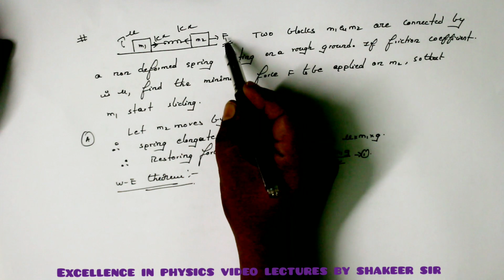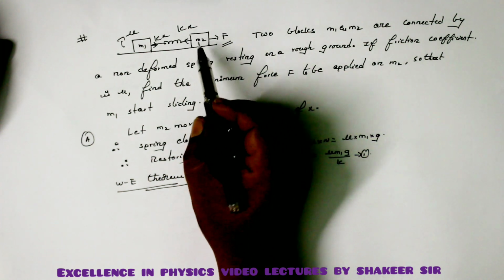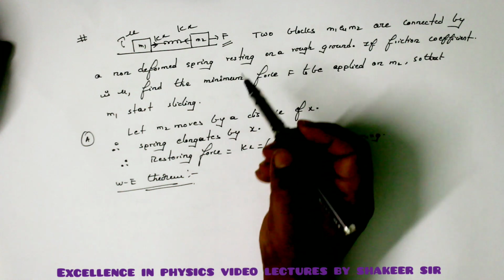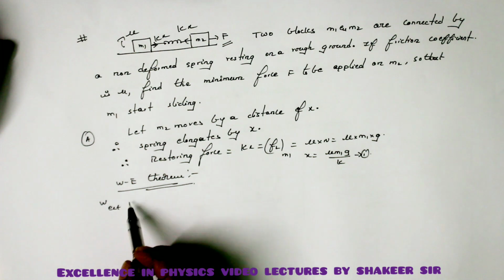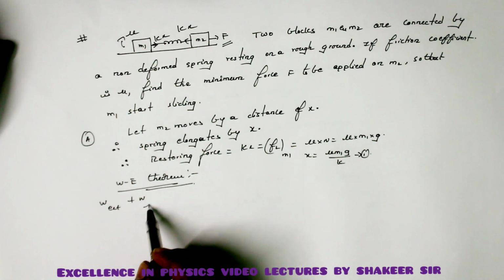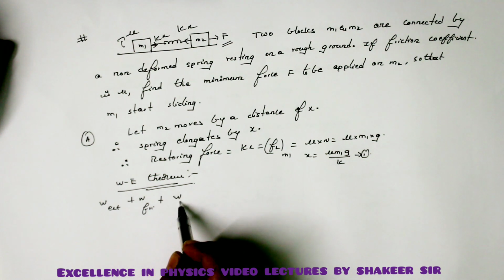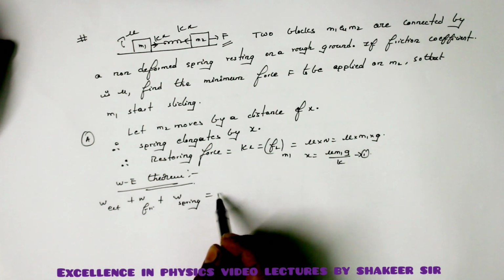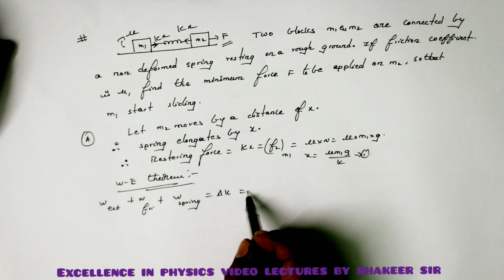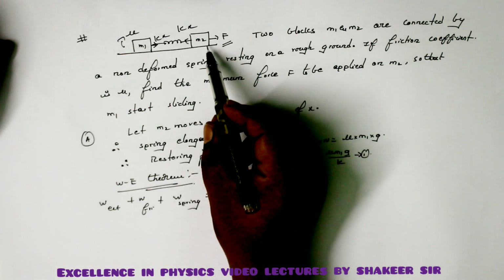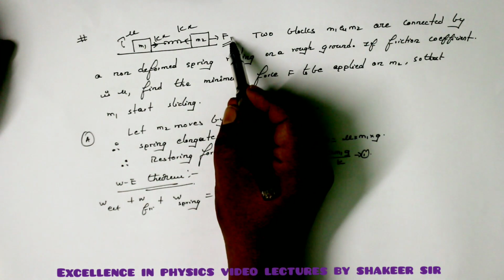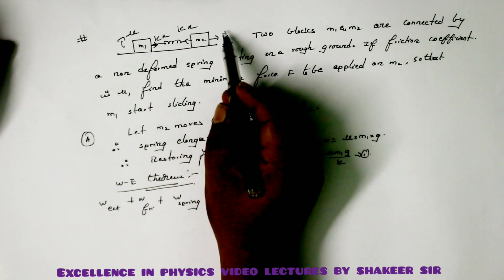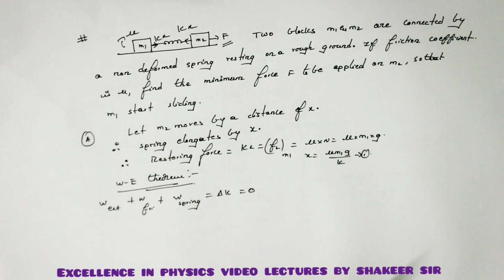So applied force, this is the external force, is also doing some work. Friction is doing some work, and the spring is also doing some work here. So I can write: work done due to external force, plus work done due to friction, plus work done due to spring, totally should be equal to the change in kinetic energy. And the change in kinetic energy is 0 in this condition, because initially mass m2 was at rest, and after traveling a distance of x, the applied force and kx become equal because we are studying the minimum force required. So the final kinetic energy should also become 0.